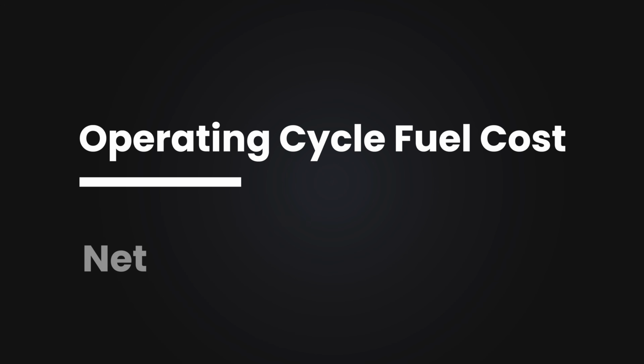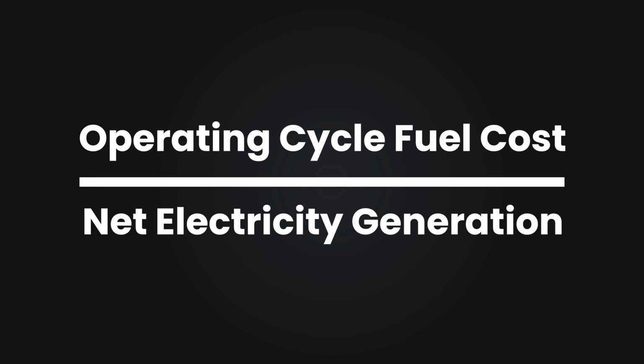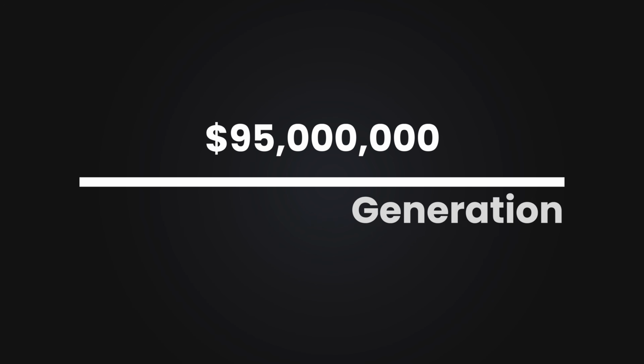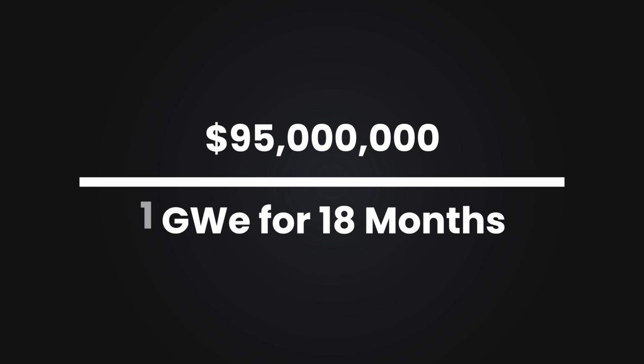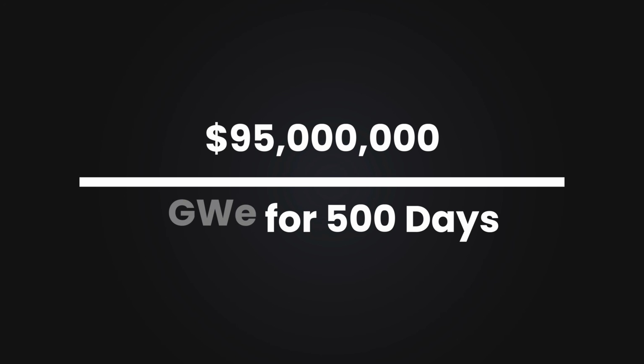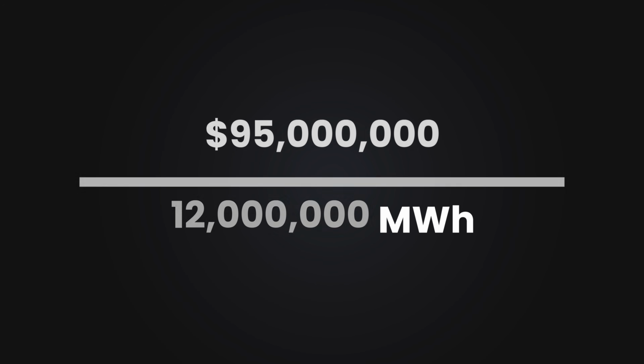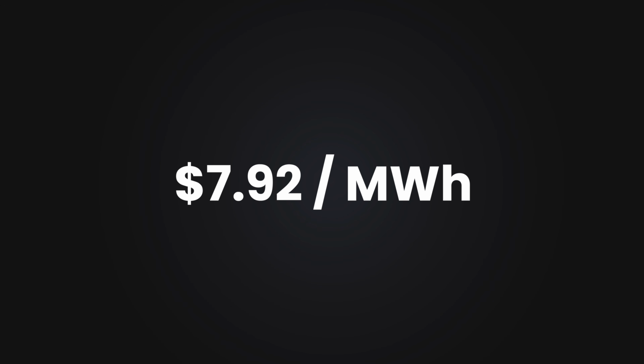Because what if the cycles are of different lengths? In that case, we normalize the cost over the amount of electricity generated. So we put the operating cycle fuel cost on top and divide by the net electricity generation. So we take our $95 million cycle operating cost and divide by the amount of electricity. Let's say we ran a 1 gigawatt reactor for 18 months, or about 500 days. That's 12 million megawatt hours of electricity. So to get a normalized cycle fuel cost, take $95 million divided by 12 million megawatt hours, and we get $7.92 per megawatt hour.